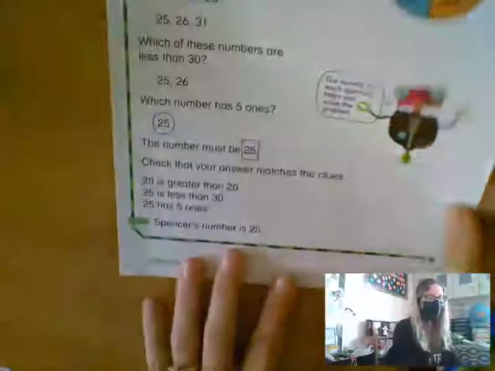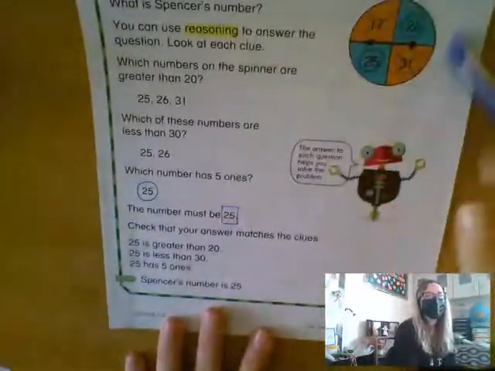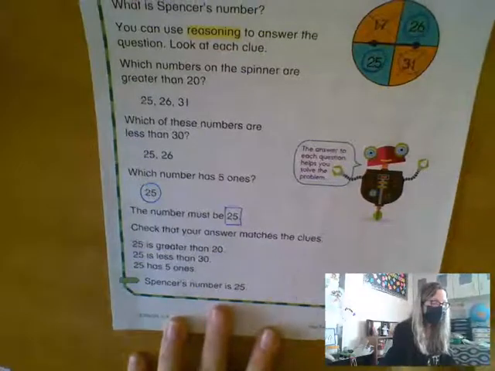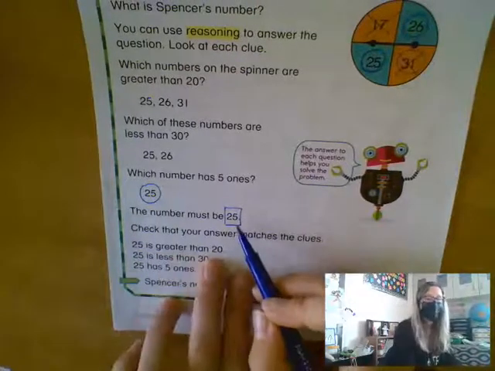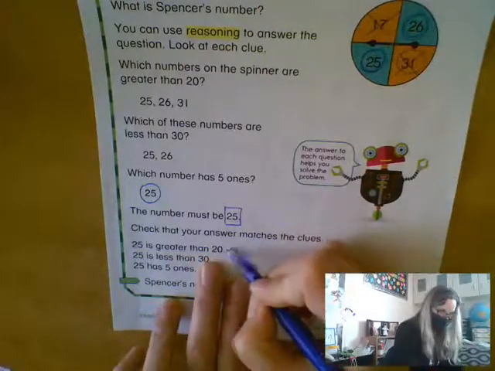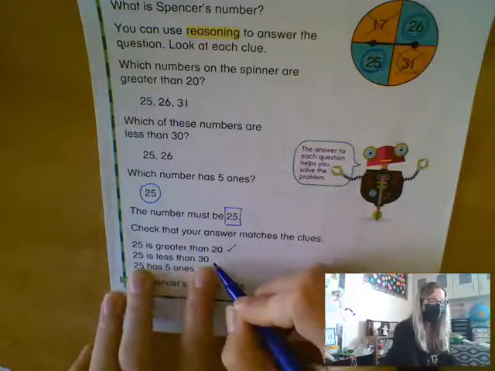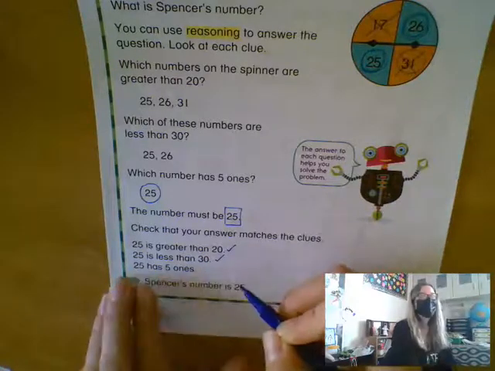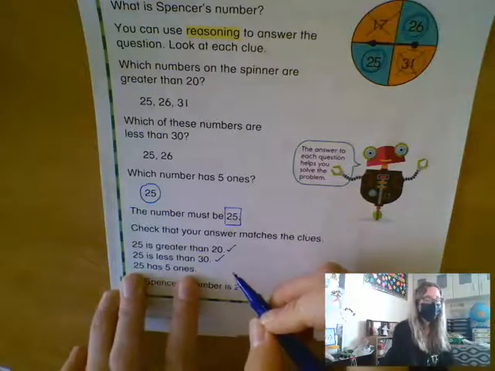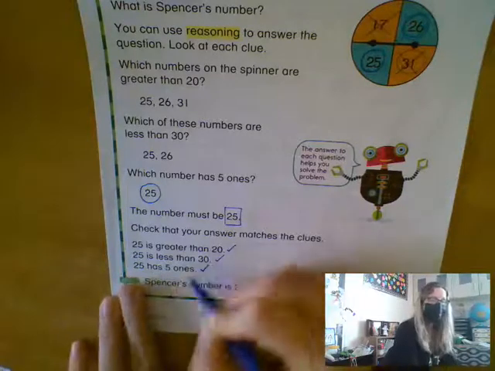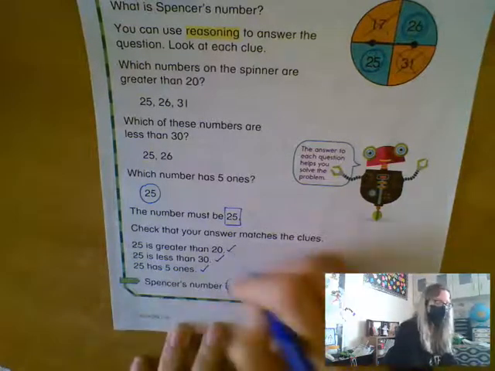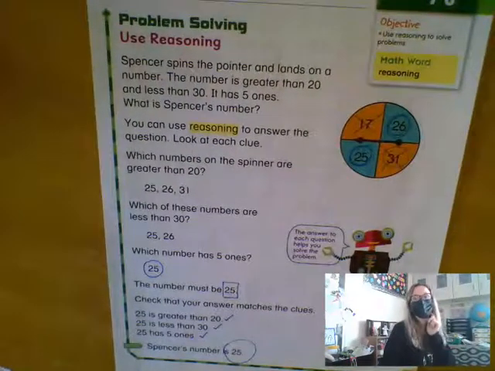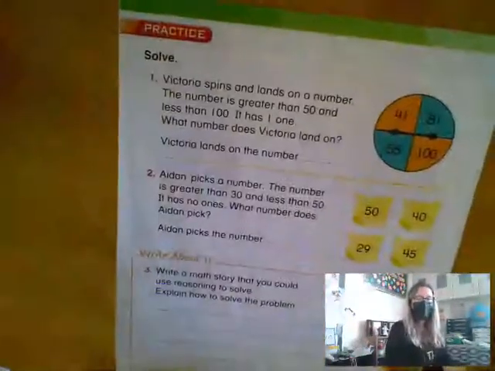So in order to make sure our answer matches the clues, we check. Is 25 bigger than 20? Yes. Is 25 less than 30? Yes. Does 25 have 5 in the ones place? Yes, it matches all the clues, so our answer is 25. We used our reasoning skills to solve problems, okay? So now if we turn the page here, we're going to read about Victoria.